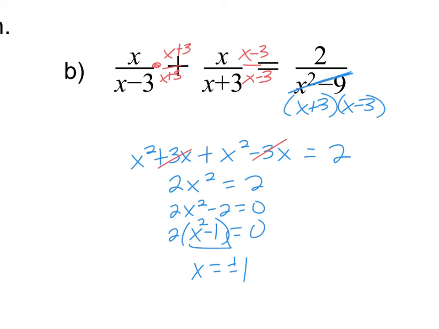Probably an easier method right here is just to divide both sides by 2. That's what I should have done. So you would have got x squared equals 1. Take the square root, so x equals plus or minus 1. We get the same answer, it doesn't matter.